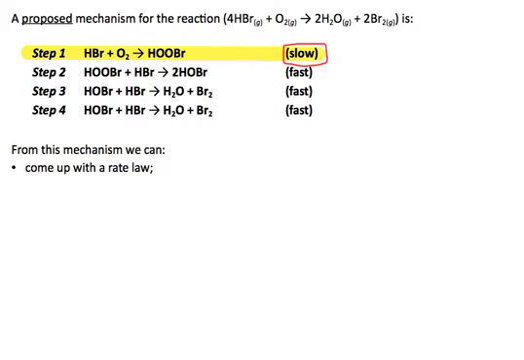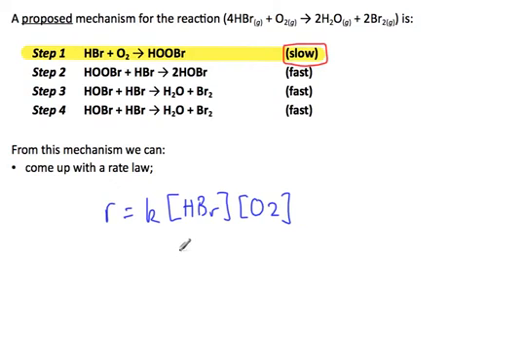Now, a proposed mechanism has to be able to give us a rate law. So the rate law, again, stems from the rate of reaction of the slowest step. And since this is an elementary process, HBr plus O2 yielding HOOBr, we can write a rate law directly. So R equals k times the concentration of HBr times the concentration of O2. So that's the actual rate law.